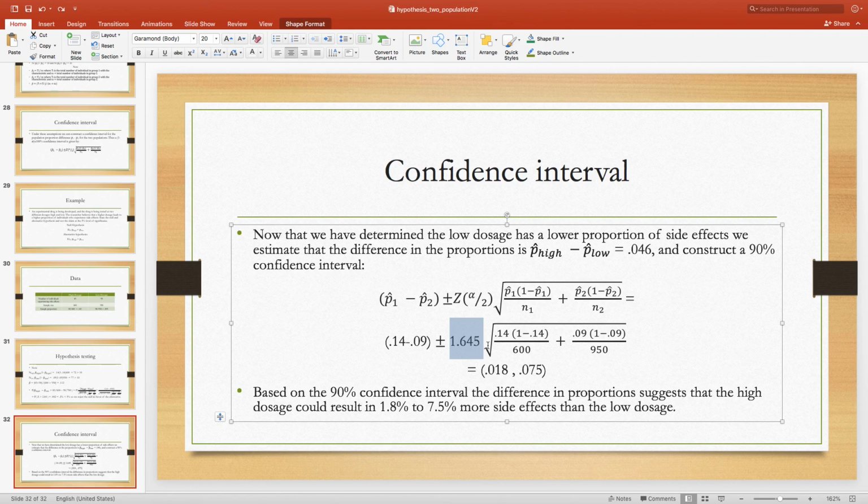You can also use your table in the book, and it suggests the sample proportion could be as low as 0.018 or as high as 7.5% difference, okay, by going from low to high. Okay, that's all that I have for hypothesis testing on two population proportions. Thank you very much.